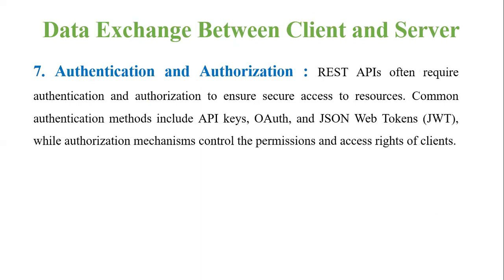And the last one is authentication and authorization. REST APIs often require authentication and authorization to ensure secure access to resources. Common authentication methods include API keys, OAuth, and JSON Web Tokens, while authorization mechanisms control the permissions and access rights of clients.